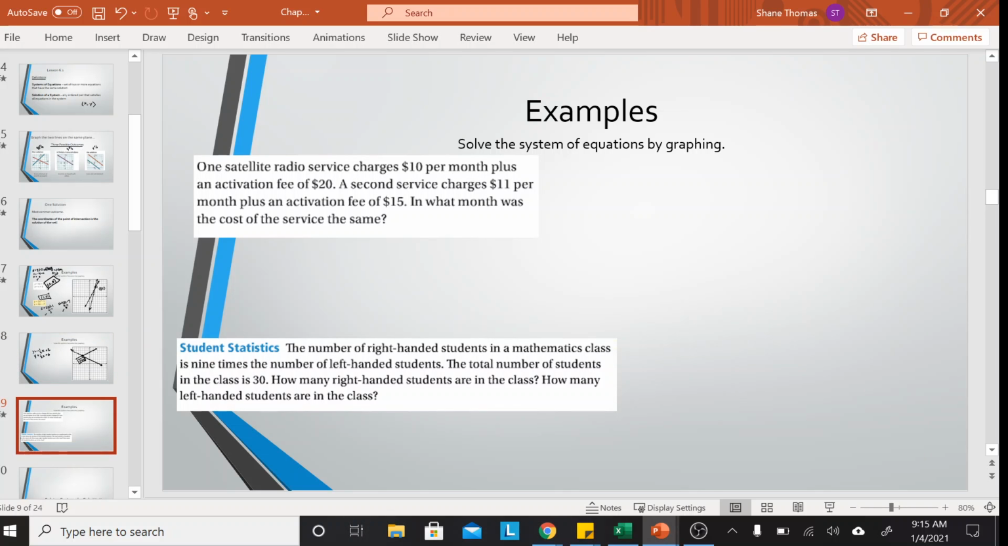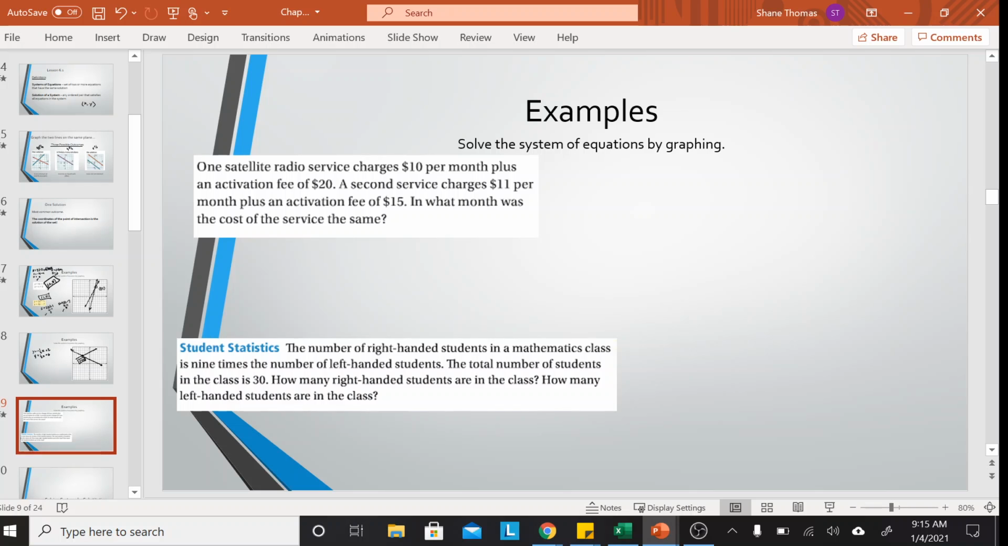So let's look at these ones. Solve a system of equations by graphing. And like I said, we're going to use Desmos for this one because the numbers are so big. All right. In your assignment, I'll put maybe 1 to 10 do by hand. These 2 you can use Desmos or something like that.